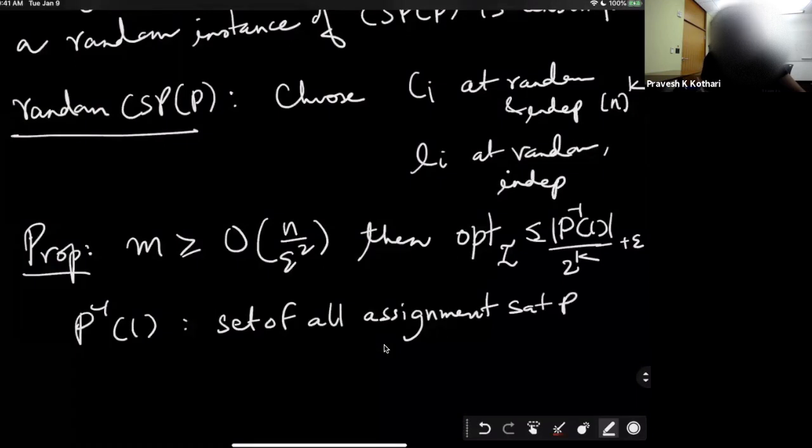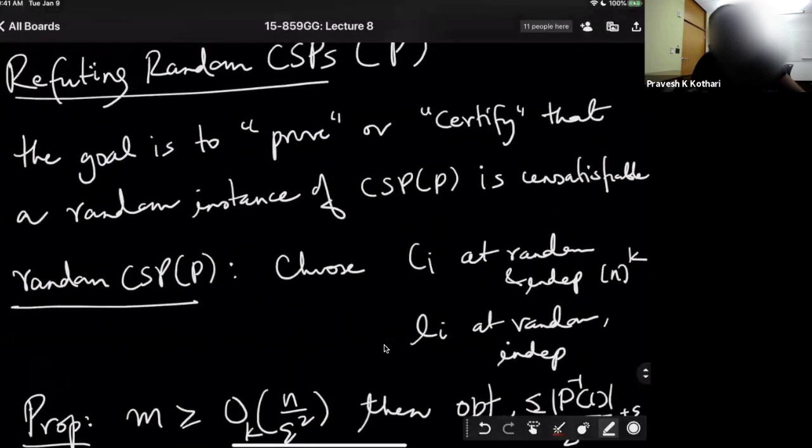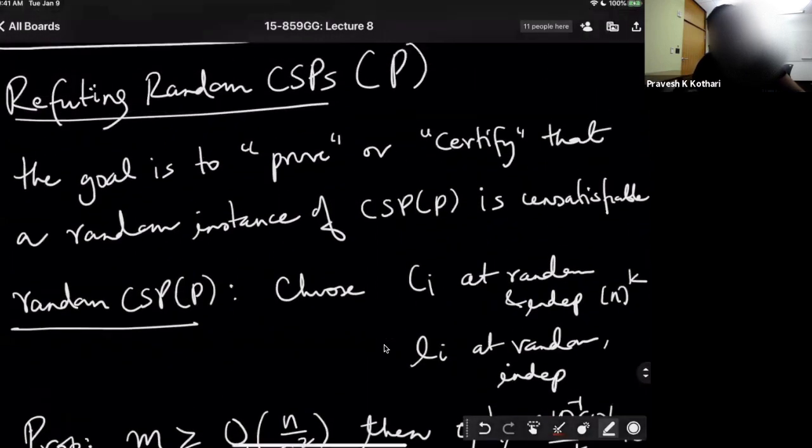And so |P inverse 1| over 2 to the k is basically the fraction of assignments to P that satisfy the predicate. And we are saying that if I take a large enough number of constraints, so this O actually depends on k, of course, but we are thinking of k as a constant for the purpose right now, then opt of I is basically close to whatever is the fraction of constraints that can be satisfied by uniformly random assignments in expectation. Good. So I've been a little bit fast. So let me take a 30-second pause and make sure that there are no questions, but mostly definitional things are going on. So hopefully things are still clear.